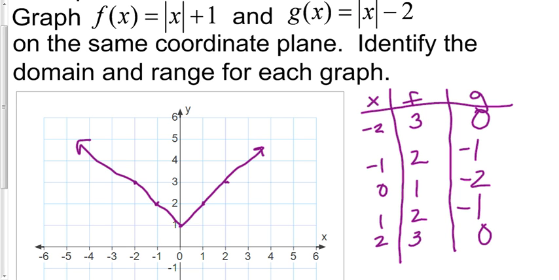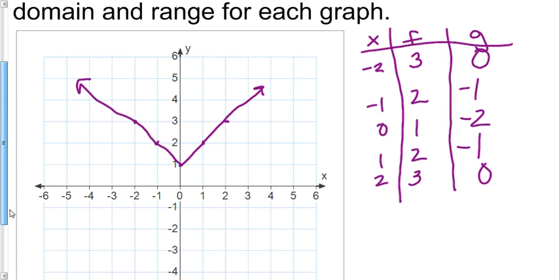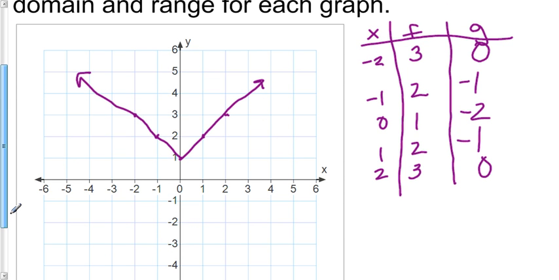And so you're going to see a pattern in the x values, as long as you know where the center of the graph is. Okay, so let's graph this one. Again, I'm expecting to see a V shape because it is an absolute value function. So when x is -2, g was 0. When x is -1, g was -1. When x is 0, g was -2. When x is 1, we've got -1, and then we've got (2, 0).